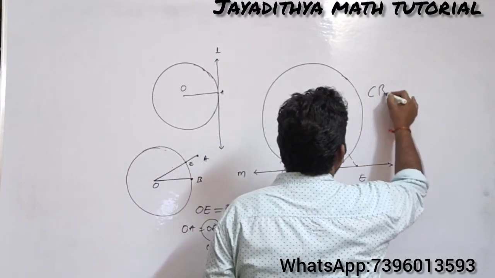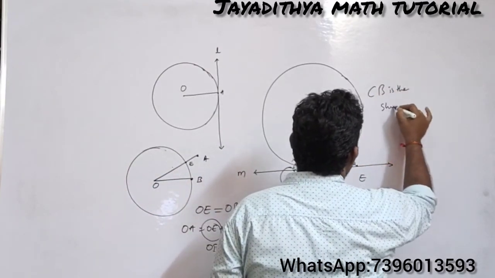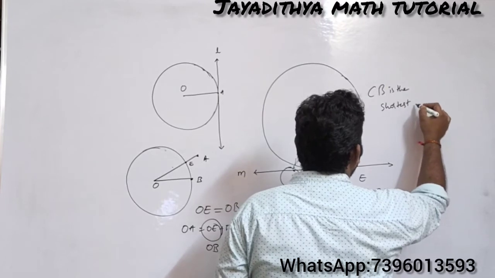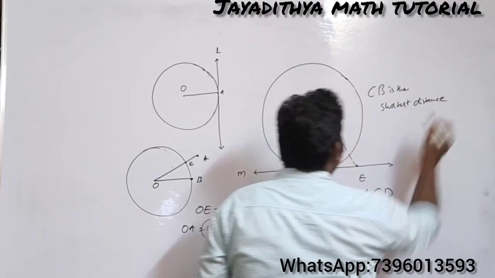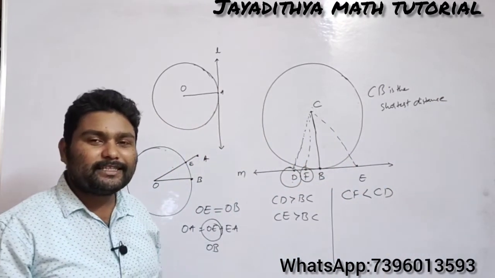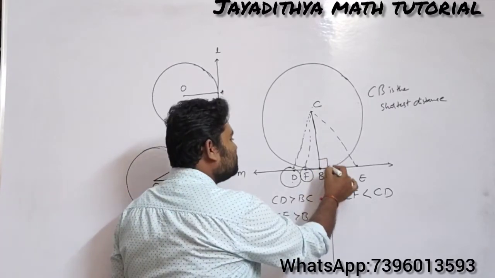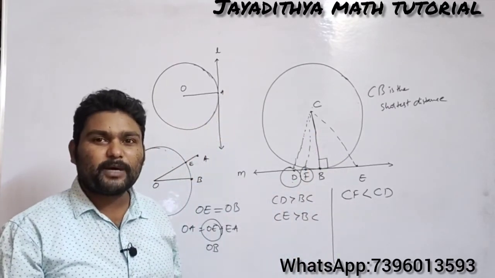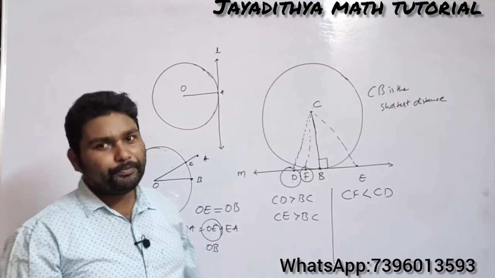What can we conclude now? CB is the shortest distance here. So when do we have the shortest distance? Whenever the distance is the perpendicular distance, then only it will be the shortest.